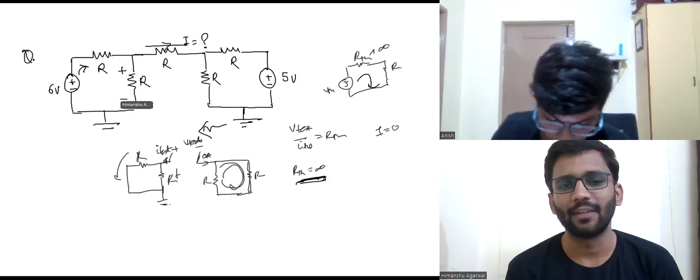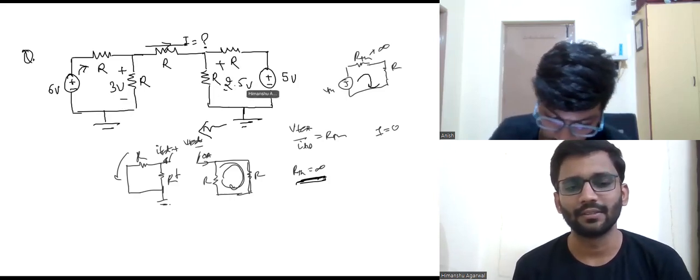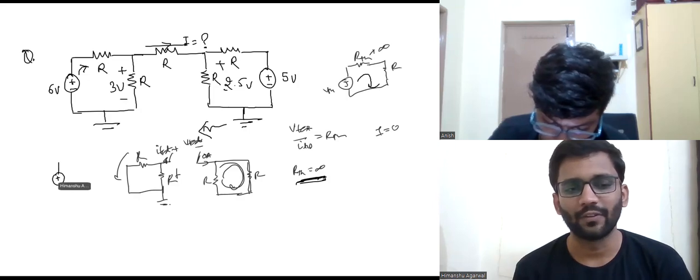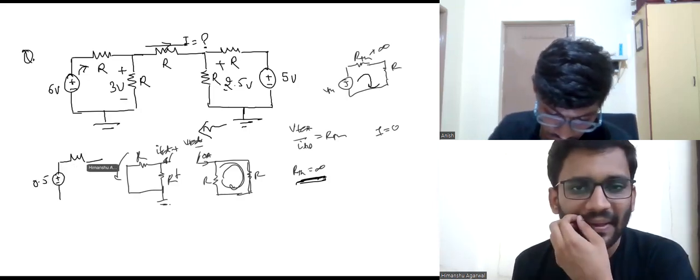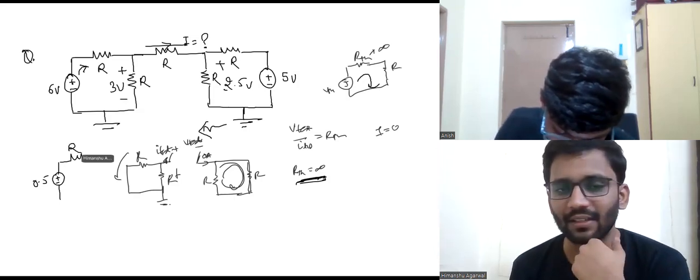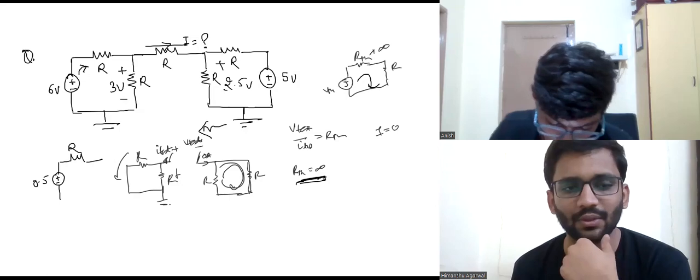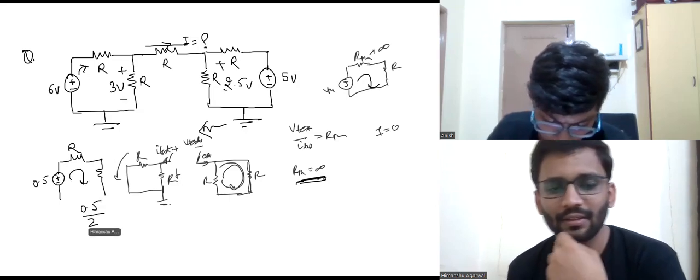Like here you would get 3 volt and here you would get 2.5 volt. So then VTH will be 0.5 volts, and then your equivalent resistance would be R by 2 and R by 2, so it would be R and this R. So your current would have been simply 0.5 by 2R.